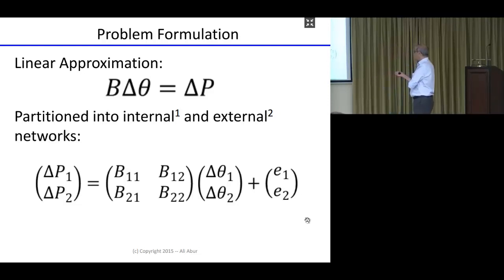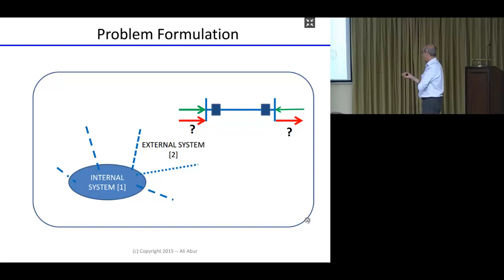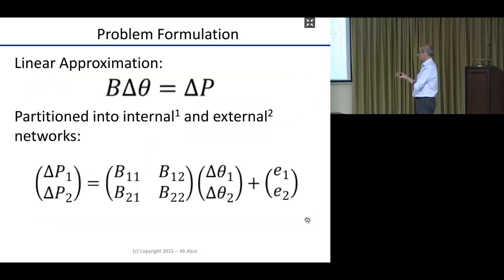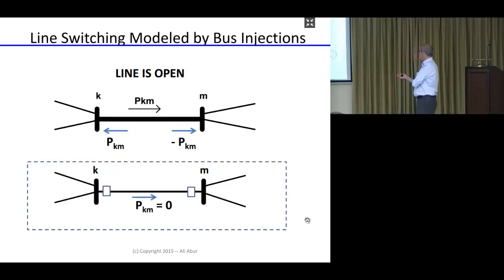And then you can partition it like this, where here we are assuming that the external system is subscript 2, and the internal system is subscript 1. So that way you can partition the equations like this. And I'm also including some errors here because this is a linearization, and there may be errors associated with this, obviously.